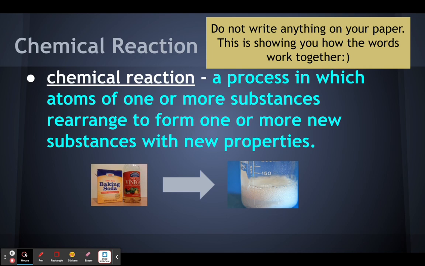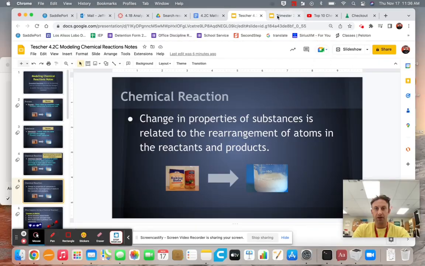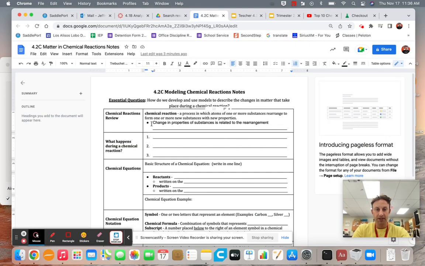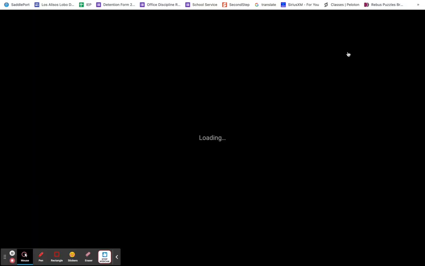You've been working with the definition of chemical reaction: a process in which atoms of one or more substances rearrange to form one or more new substances with new properties, whether it's new colors, new density, just a brand new structure. All right, now we're going to start writing. So you're going to start writing right up here in this section where it says change in properties.